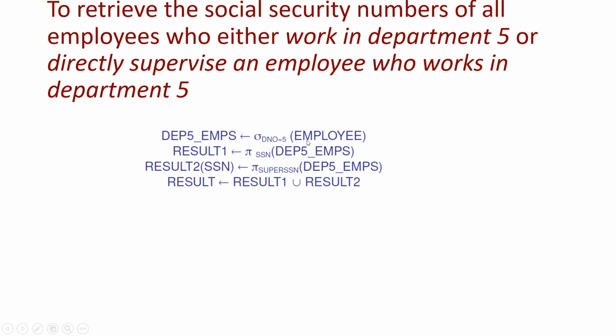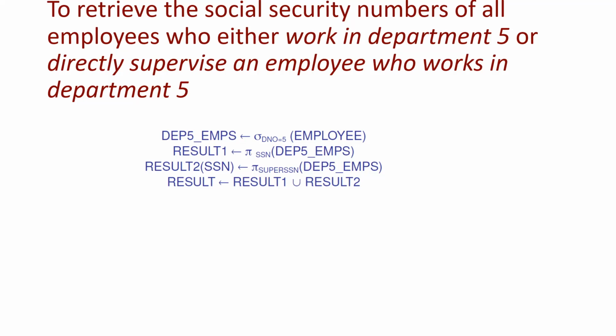So in the first part, we are retrieving the tuples of all employees who are working in the department number 5, sigma department number equal to 5 of employee. And that relation is assigned to a new relation named department 5 employees. From this relation, we are just selecting the SSN attribute. That means social security number of all employees who are working in the department number 5. That is the result 1.